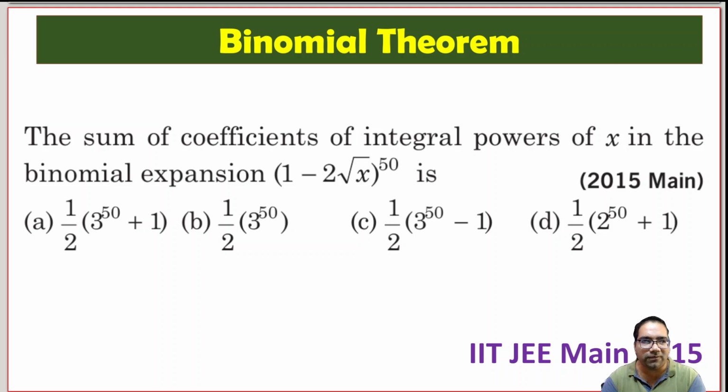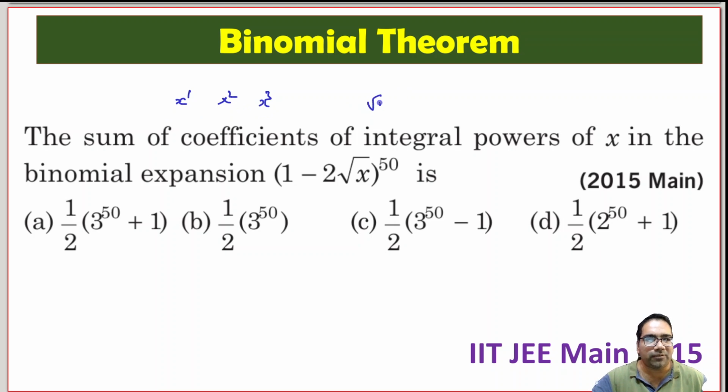We need to find the sum of coefficients of integral powers of x in this binomial expansion, (1 minus 2 root x) whole power 50. Integral powers of x means we are looking for powers of x^1, x^2, x^3, etc. These kinds of powers of x. We have root x right here.